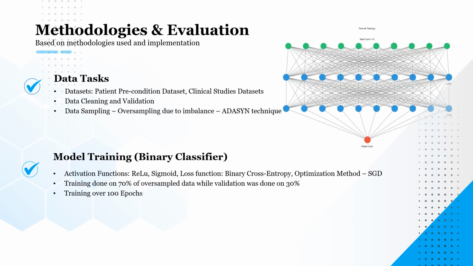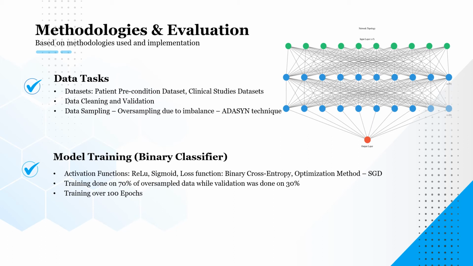Seeking to meet the research objective, evaluate the hypothesis, and answer the research question, different methodologies were used. The datasets used for this research were a patient precondition dataset that comprised patient records with their respective morbidities and whether they had been diagnosed or not, while the clinical studies dataset comprised various vaccine trials for COVID-19 with the respective inclusion and exclusion criteria that were used to form the basis of eligibility for the patients. Other tasks involved data cleaning and validation, and then data sampling.